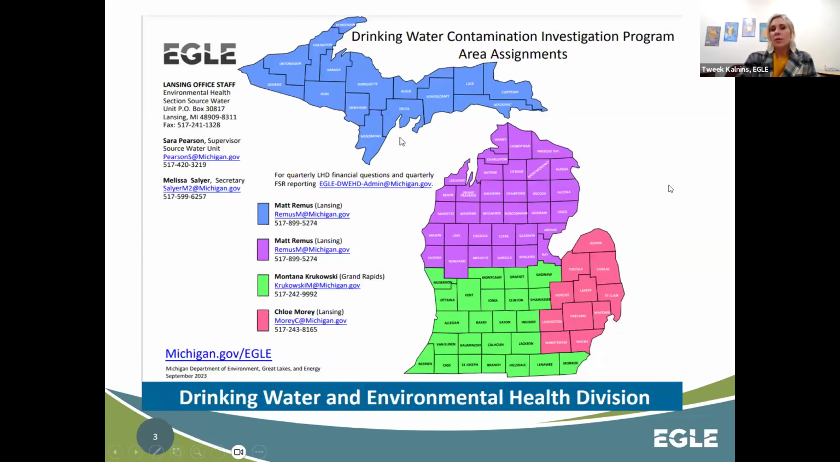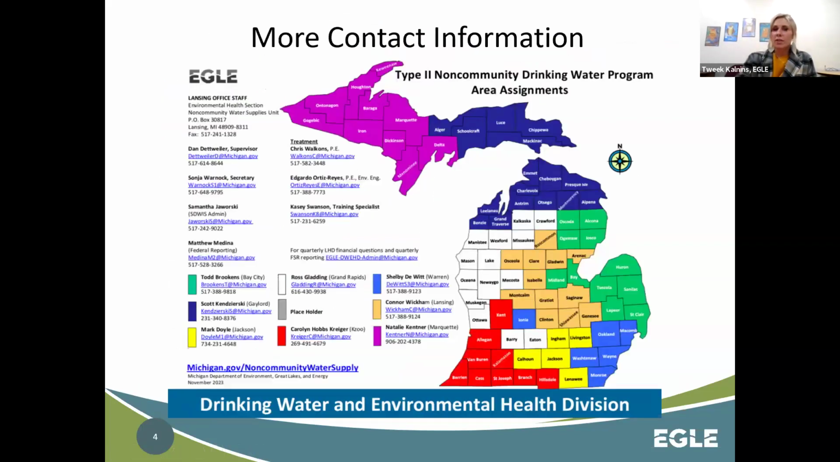Another good resource would be the contact information for contamination investigation. This is the map for the coverage areas. Matt Remus, Montana, and Chloe are in that program, in which you'll be hearing from Montana today for his presentation. Another good resource, of course, is your Type 2 information. This is currently the map for the Type 2 program, and is also on our EGLE website.